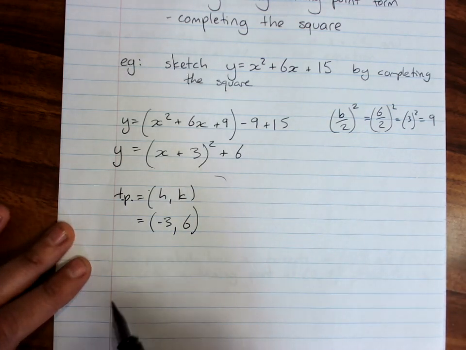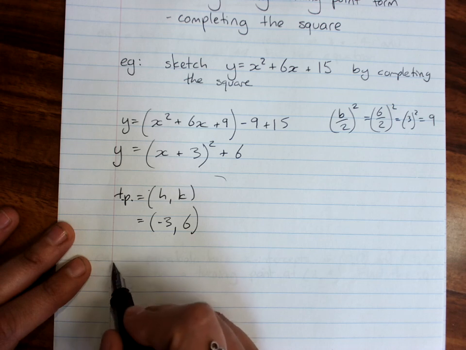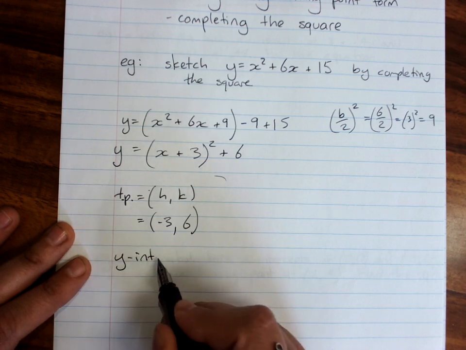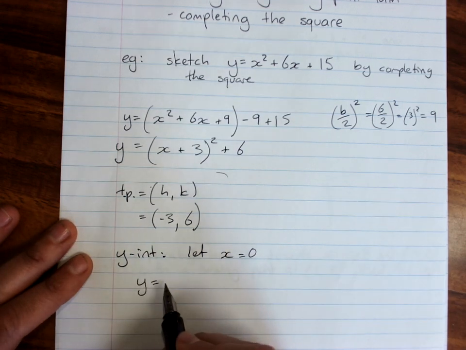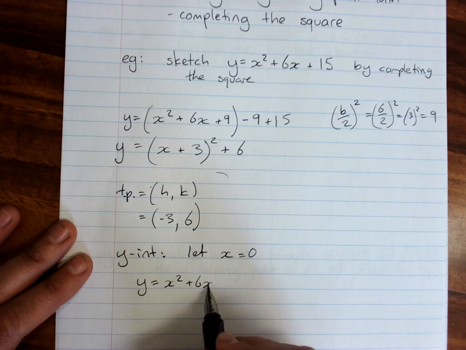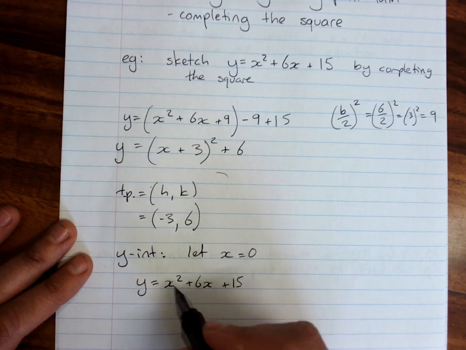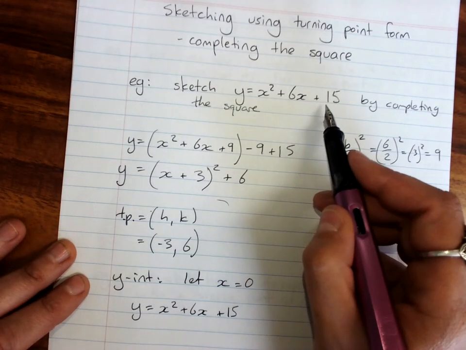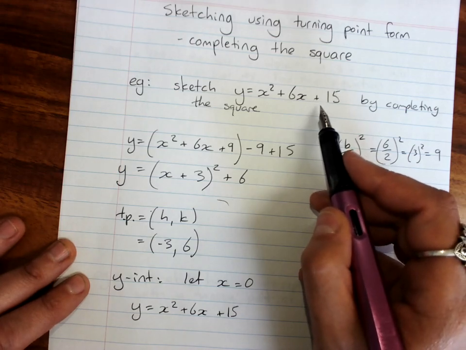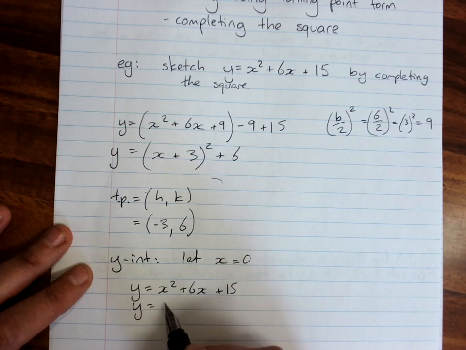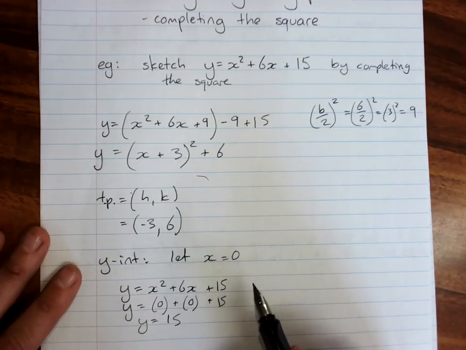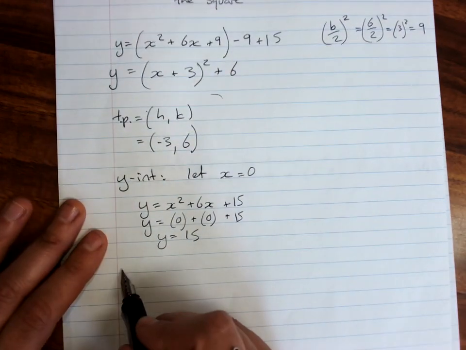Once you've got your turning point, find your y-intercept. Let x be 0. So substitute into the rule. Oh, we had a y-intercept anyway. This is the y-intercept. But if you forget that, like I just did, then y equals, well, that's 0 plus 0 plus 15, which is why the y-intercept is 15, and I could have got it from the rule. Sorry. Find the x-intercept.